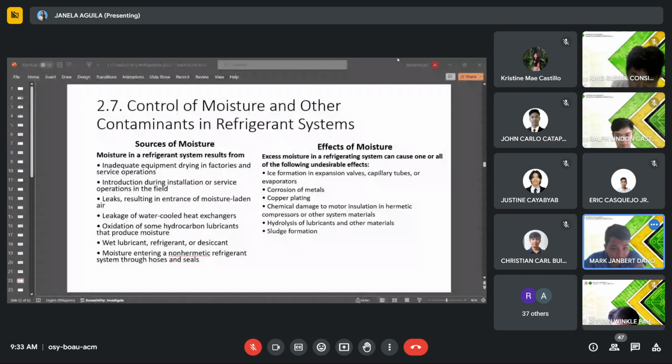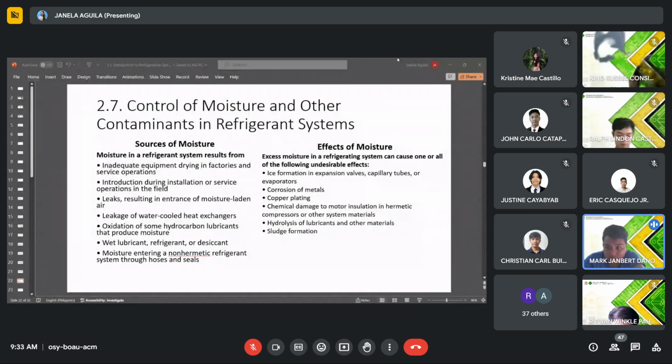Copper plating. In the presence of excess moisture and certain contaminants such as acids, copper plating can occur. This phenomenon involves the deposition of copper onto metal surfaces within the system, which can further exacerbate corrosion and impair the performance of components.